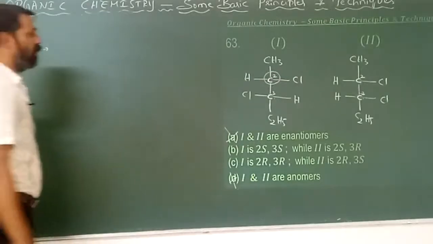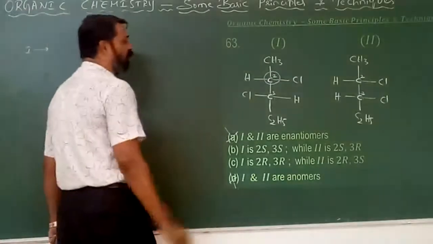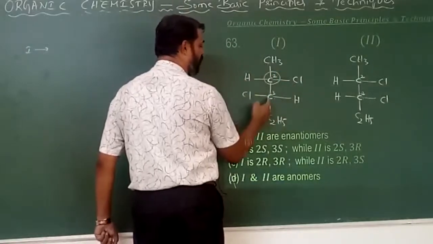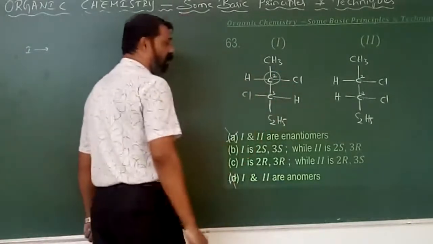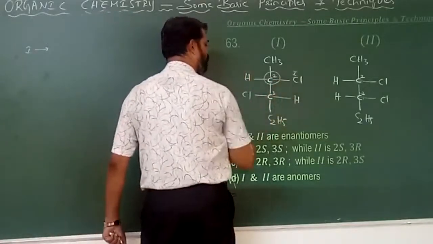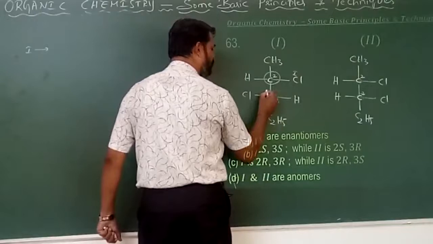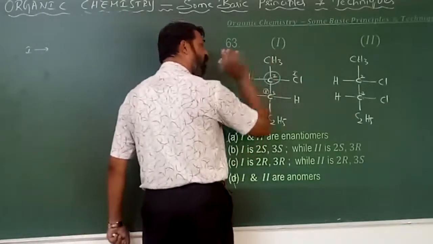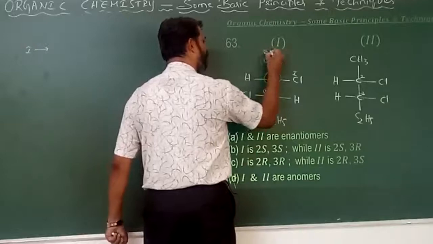So here, the priority with respect to that one is: this is chlorine, this is carbon CH3, this is hydrogen, and this is CH3. Therefore, the preference is chlorine first, this is second. Why is it? Because CH3 is CH3, but here it is only CH3.